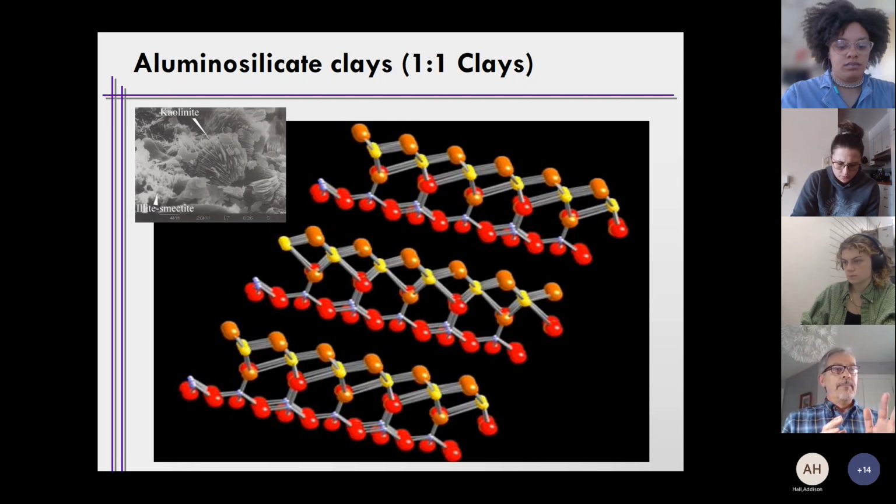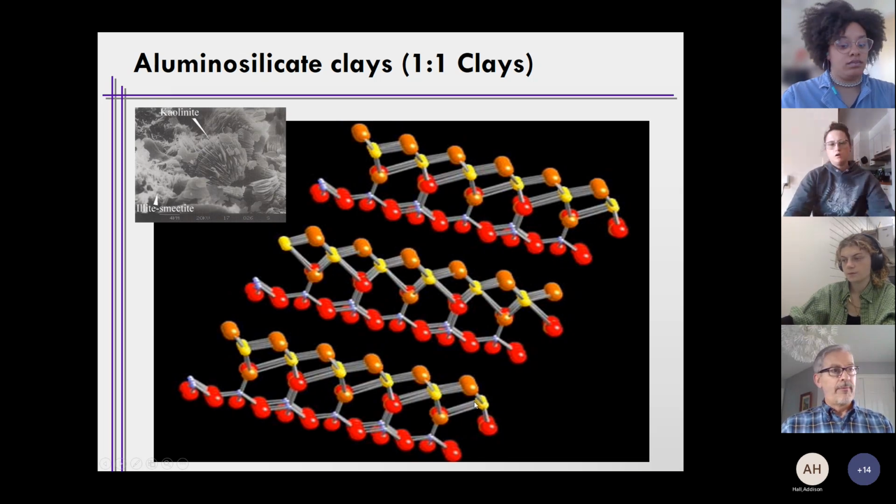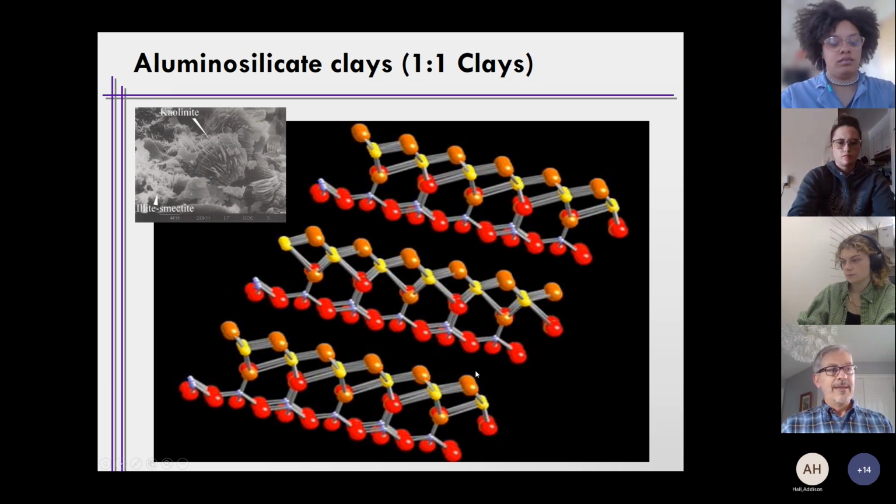We're going to come back to a concept on this slide in a few minutes, but I want to just share it with you so I don't forget. So these sheets are held together. You see the space in between these sheets, right? These sheets are held together via hydrogen bonds.